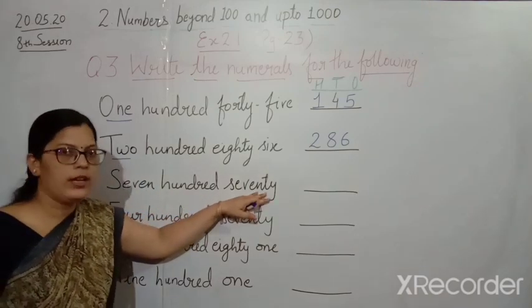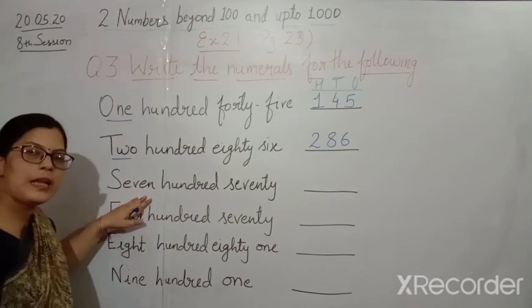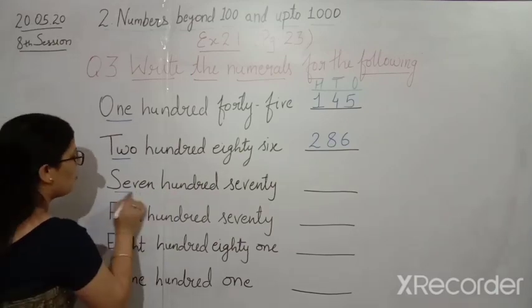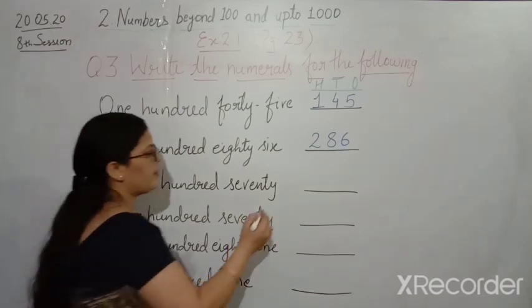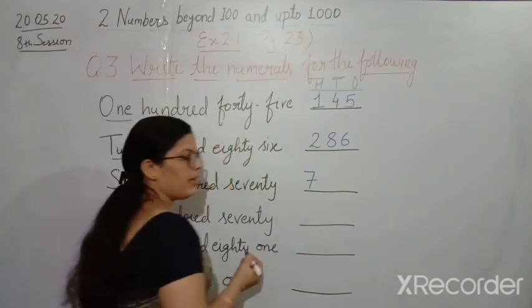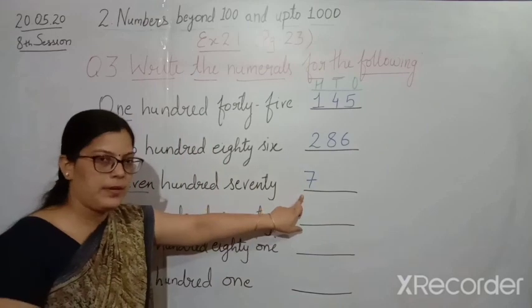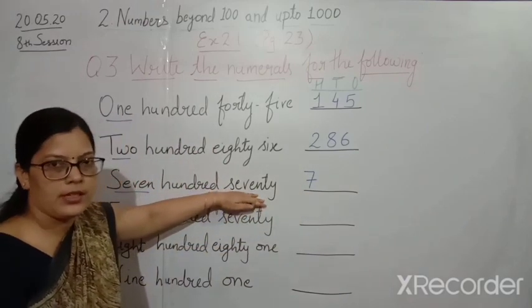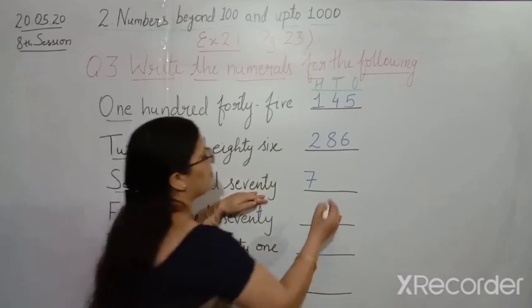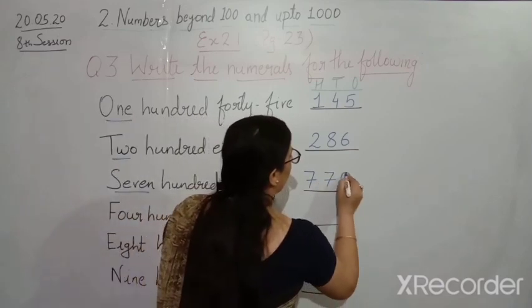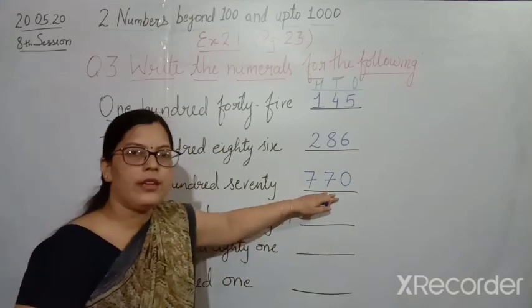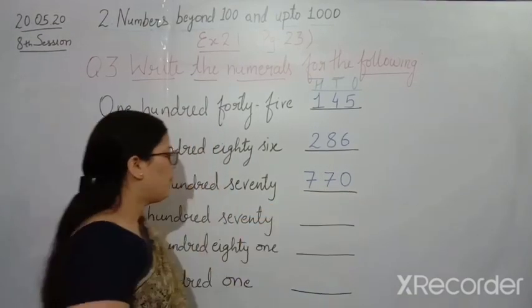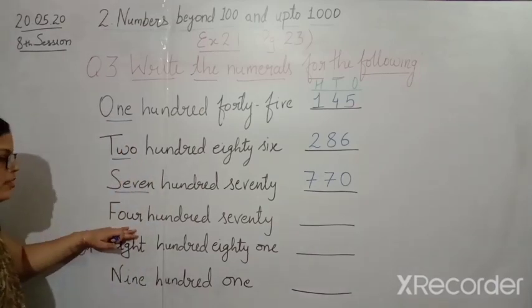Now the third question is 770. What is given for the hundreds place? What is given with 100? 700. So we'll write 7 at the hundreds place. Now what is given for tens and ones? It is 70. So the number will be 770.